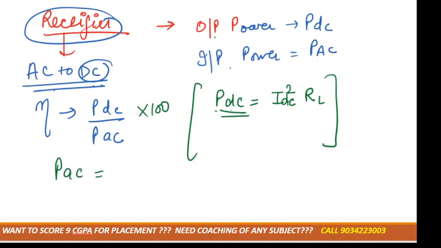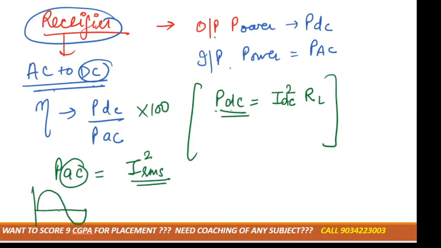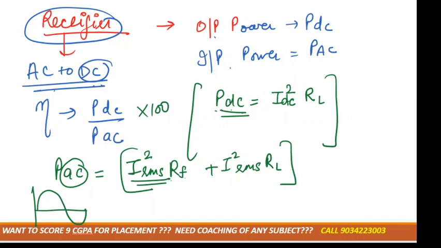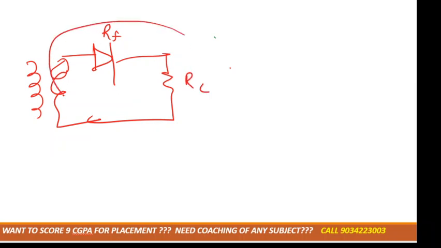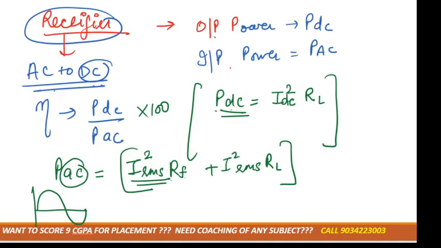Now next, PAC formula. PAC formula is again I square R. So that would be I square RMS. RMS means because we are giving the AC supply. And as you know, in the AC supply for calculation we'll use IRMS, right? So in the input we are using two resistance. One is the diode resistance and another one is the load resistance, correct? Because as you know that rectifier, this is kind of rectifier, right? So this is RF plus RL, right? So in input we'll give supply to the both, right?